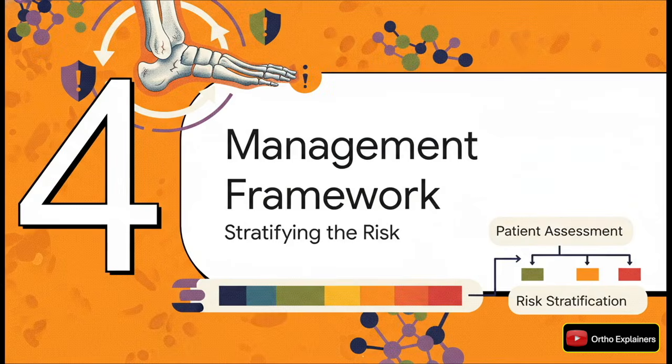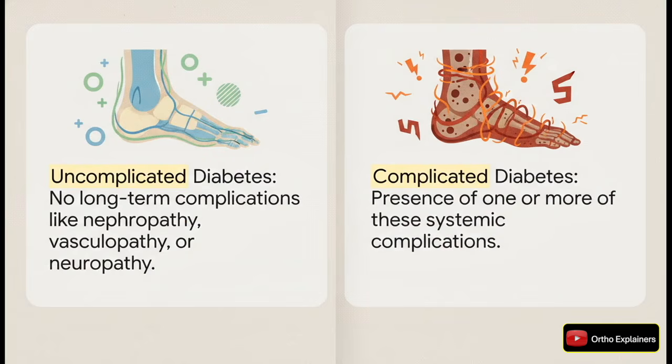This case is a perfect, if painful, illustration of why we need a systematic framework. We have got to move beyond just looking at the x-ray, at the fracture pattern. We have to start by rigorously assessing the patient and stratifying their risk right from the moment they walk in the door. And the absolute most critical first step is this classification. It's a simple question, but it's everything. Is this uncomplicated diabetes, or are we dealing with complicated diabetes, with end organ damage like neuropathy, vasculopathy, or nephropathy?